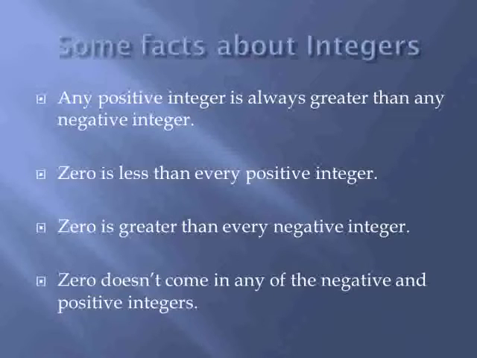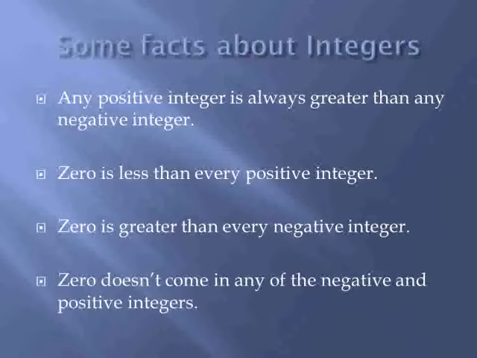Now the second point is that 0 is less than every positive integer. As I told you, what are positive integers? The integers on the right-hand side of 0 are positive integers, which are always greater than 0, or we can say 0 is always less than the positive integers.